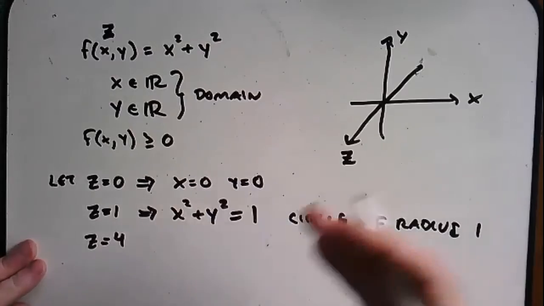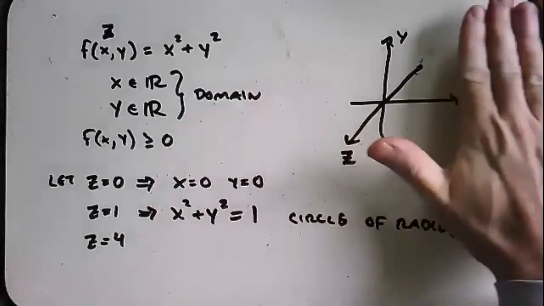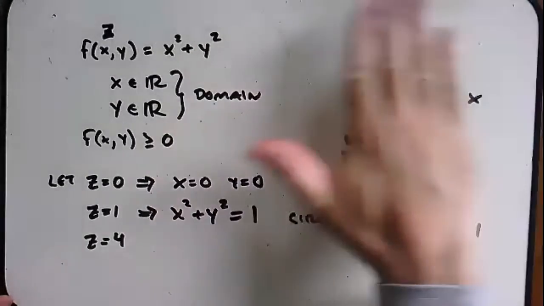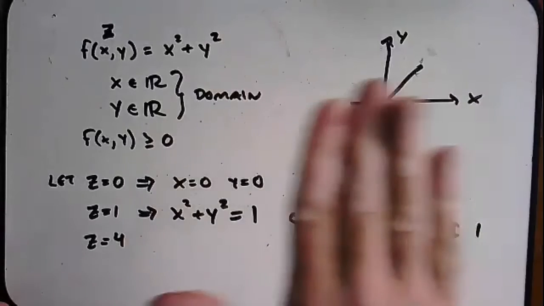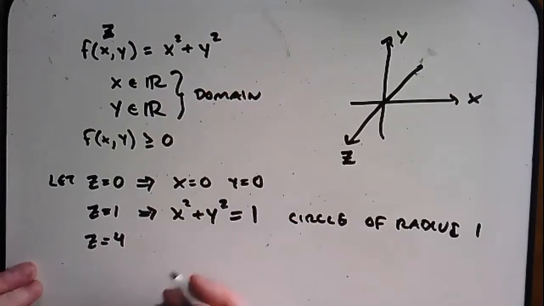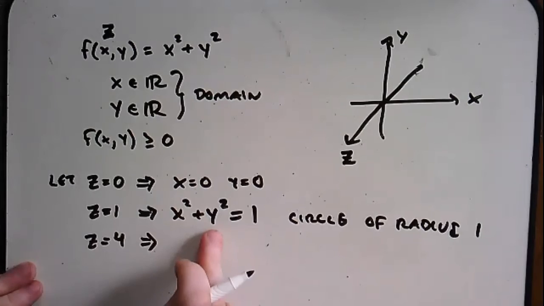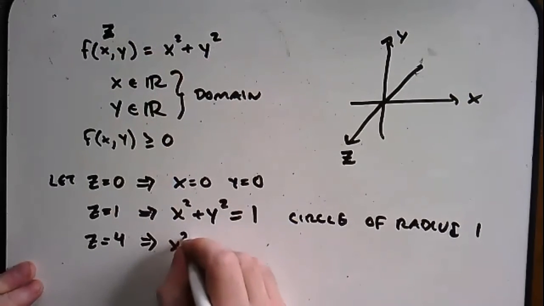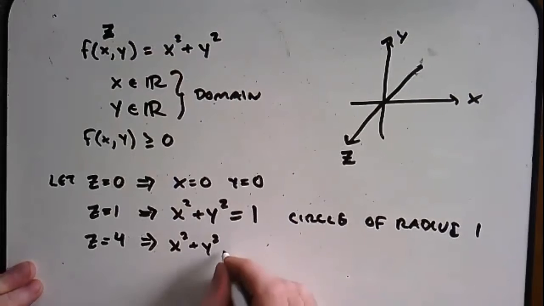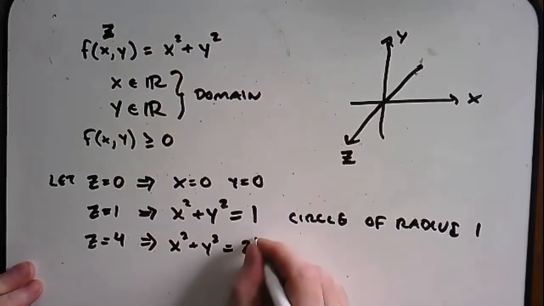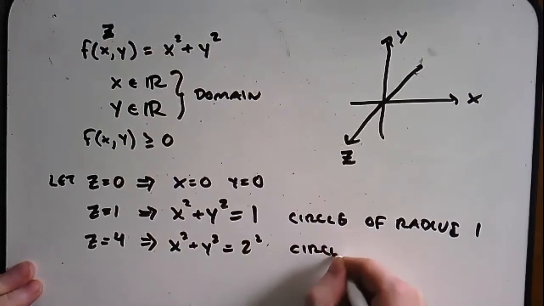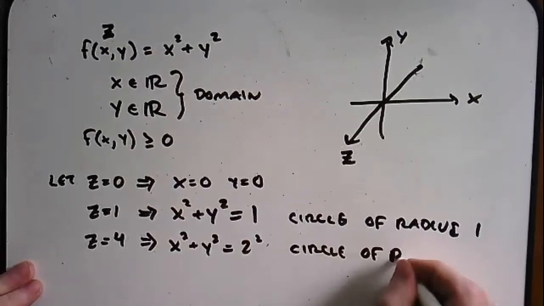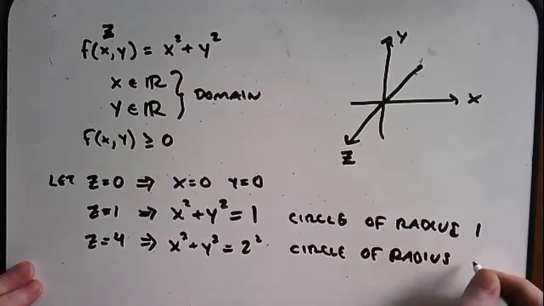Right, so now we're taking a slice. If the whiteboard is the xy plane, I'm taking slices that are coming out along the z-axis. So if z equals 4, what's going to be true about x squared and y squared? Well, x squared plus y squared equals z, so x squared plus y squared equals 4, and 4 is 2 squared, so that's a circle of radius 2.